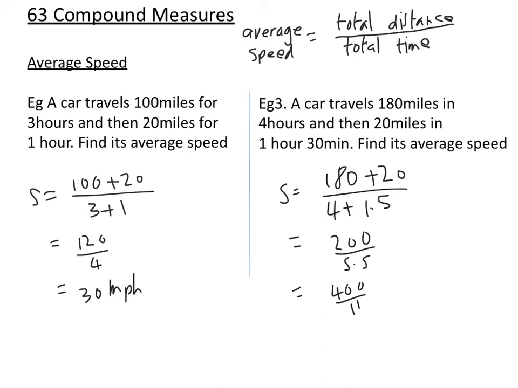And you end up with 36 and then a remainder of 4/11. So 36 and 4/11 kilometers per hour. When it gets awkward enough like that, you might just be better with the decimal, which is 36.36 kilometers per hour.